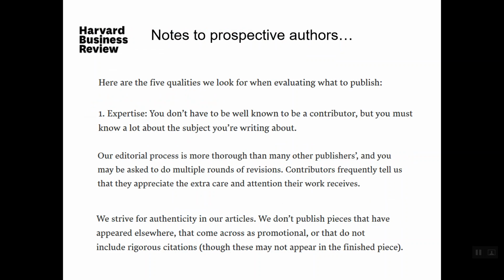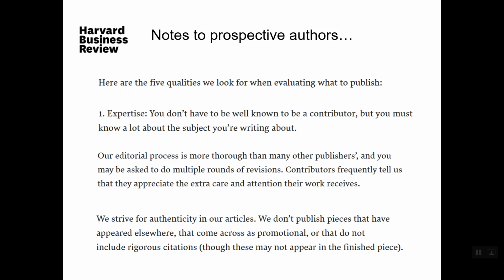Let's take a closer look at some notes to prospective authors that Harvard includes in their submission guidelines. Here are 5 qualities that Harvard Business Review looks for when they're evaluating what to publish. So if you or I want to publish something in the HBR, you have to have 1, expertise. In other words, you don't have to be well-known to be a contributor, but you must know a lot about the subject you're writing about.